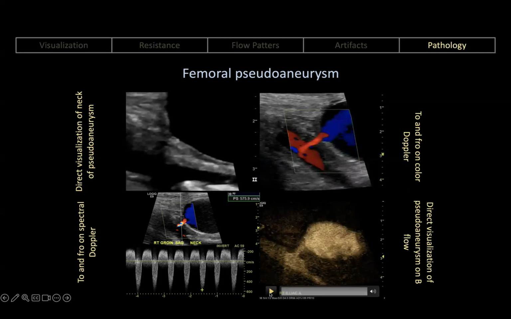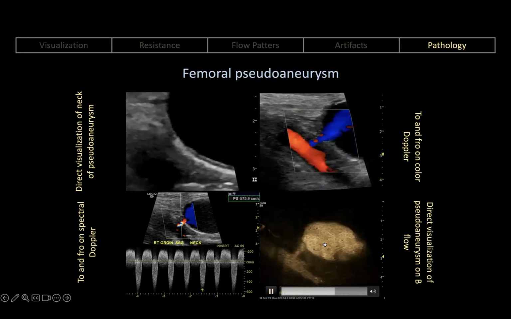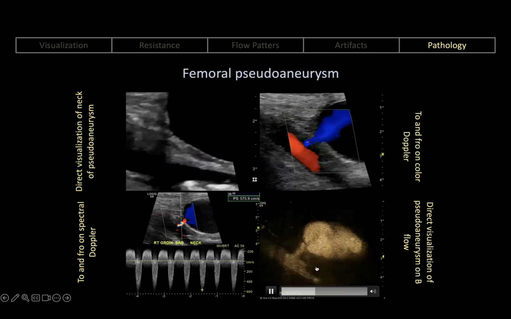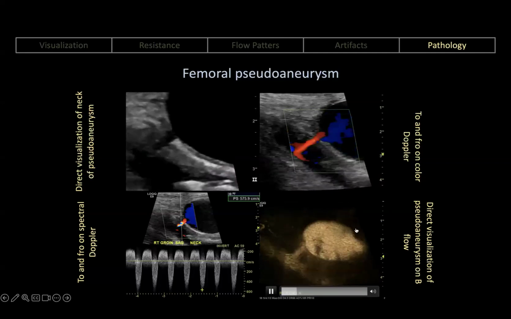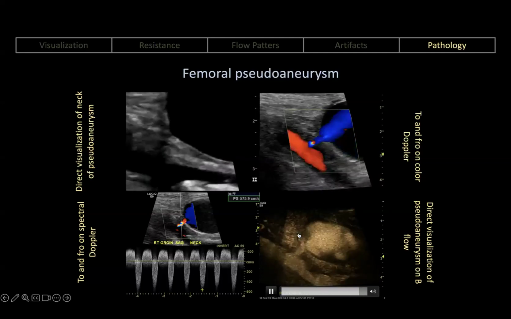And here's a beautiful depiction on B flow, just to show. Here's the neck right here. Here's the femoral artery. And you can see the blood flow swirling within the pseudoaneurysm itself.